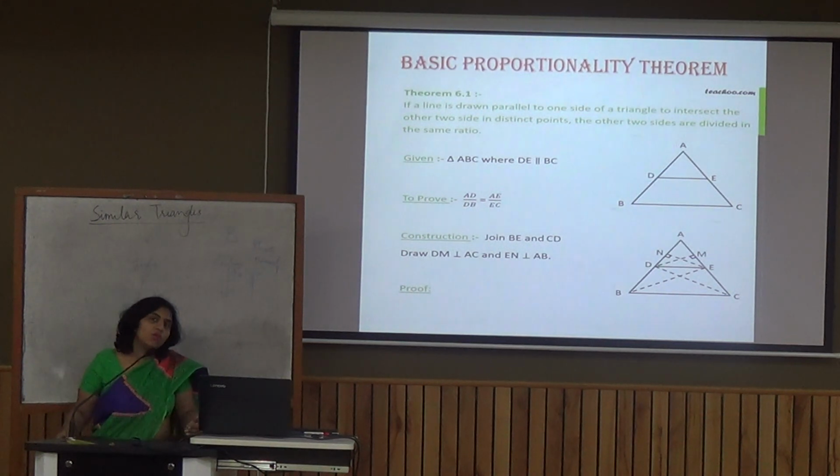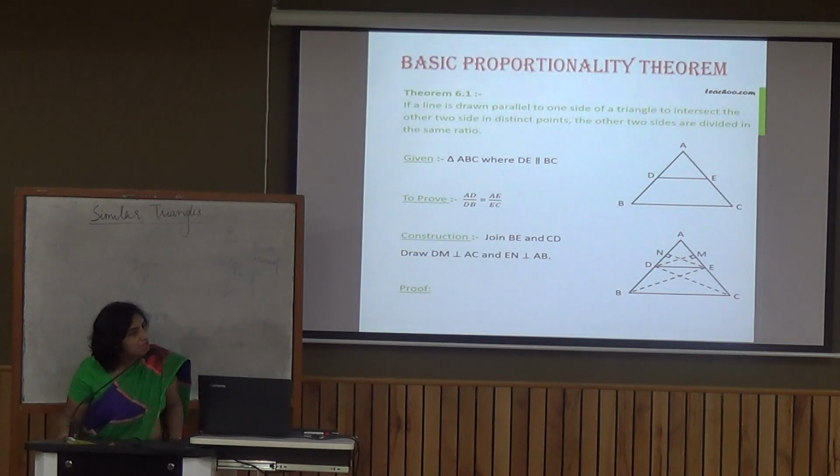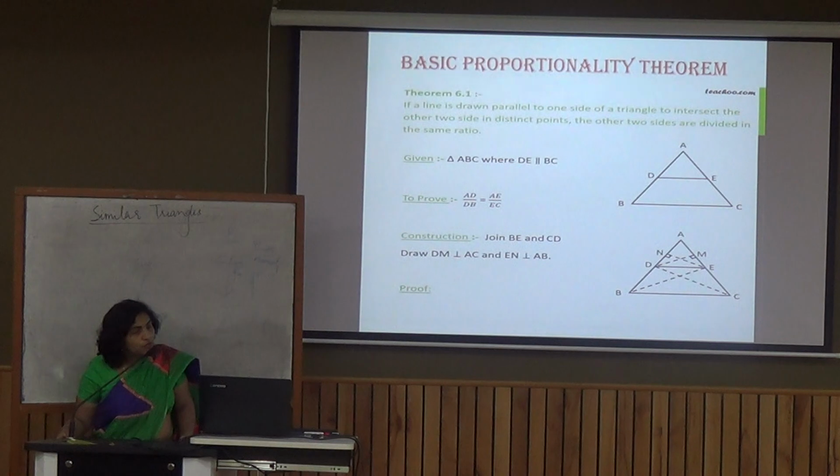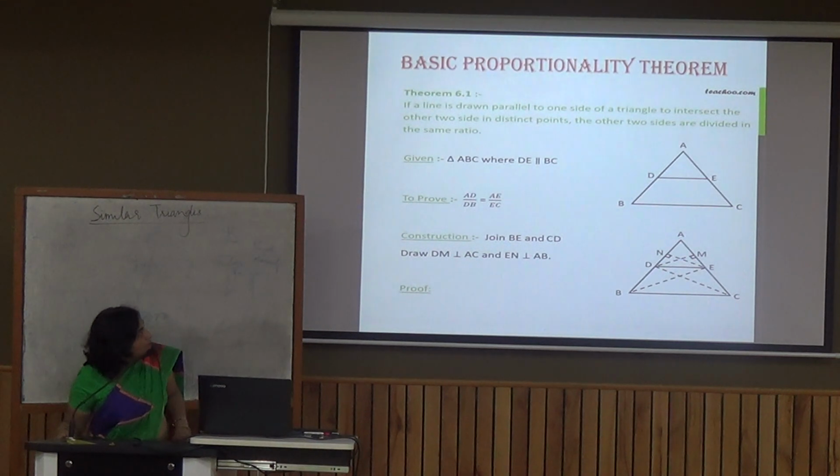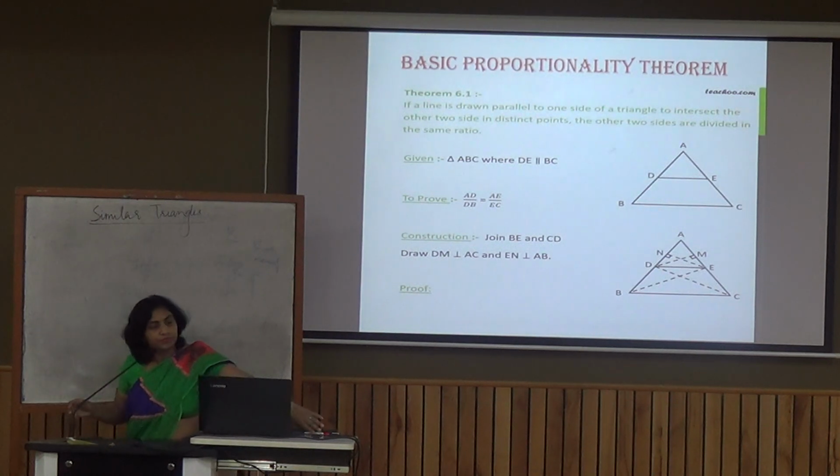Students, as we know, we have a particular format or structure of the theorem. First point is given, which is triangle ABC where DE is parallel to BC, which you can see in the figure. The figure is another part of the structure of the theorem. Then, what do we have to prove? It is AD upon DB is equal to AE upon EC.